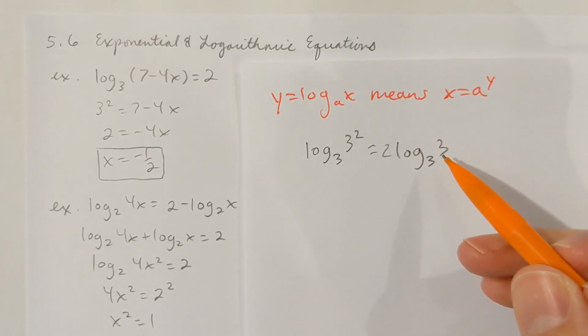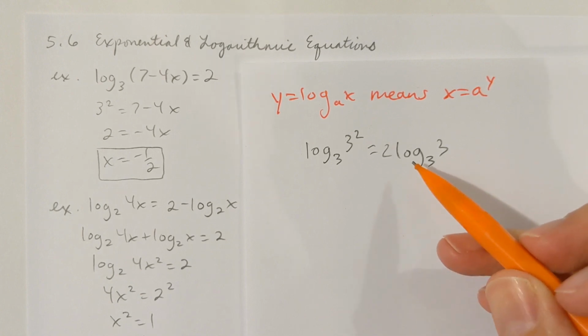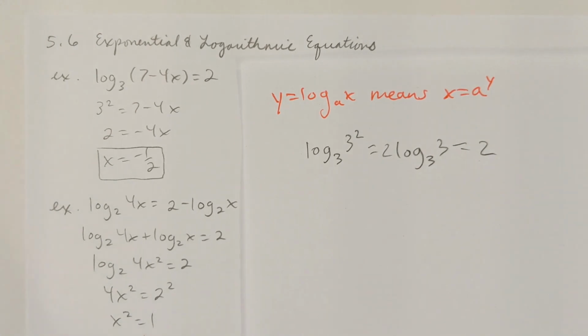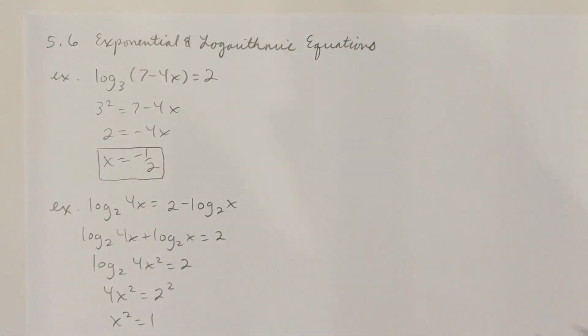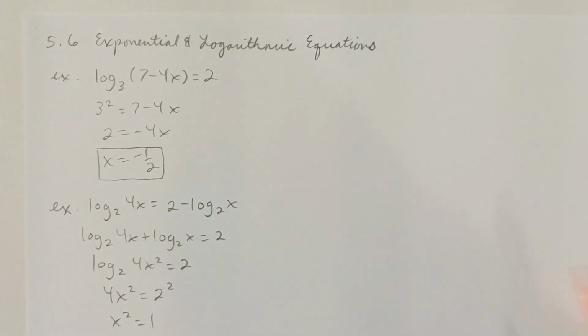And that's law 3 on that list of laws that I gave you. Log base 3 of 3 is 1, that's law 5 on that list of logarithm laws that I gave you, and so I'm looking at 2 times 1 is 2. Okay, 2 is also the number that I see on the other side of the equation. 2 equals 2, that's a true statement. So x equals negative 1/2 would be the answer there.